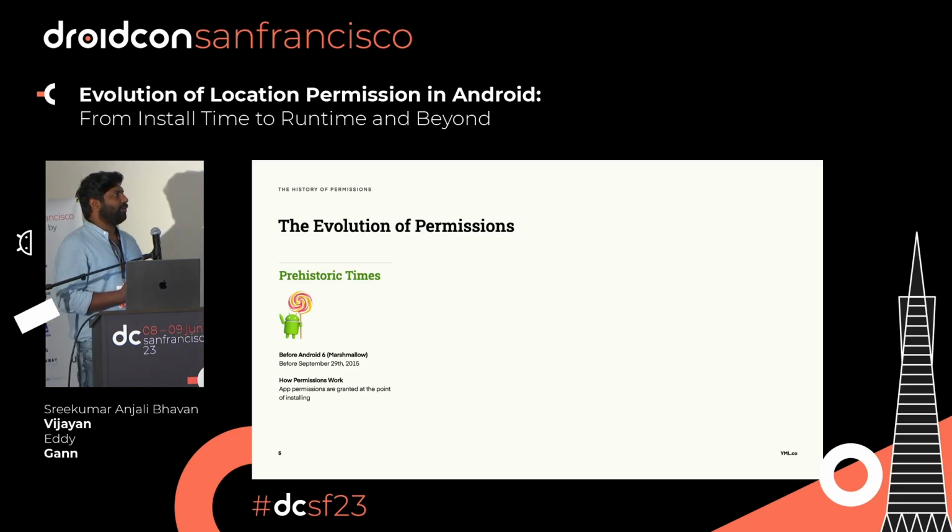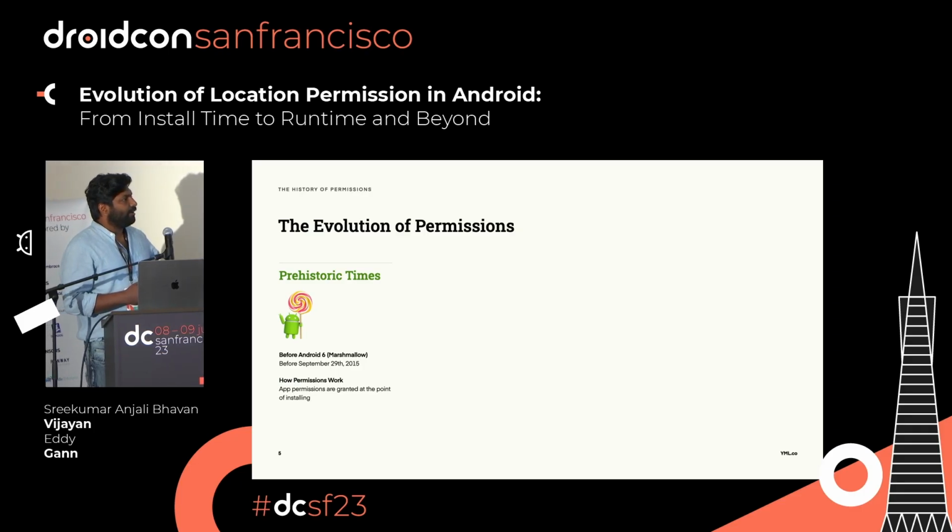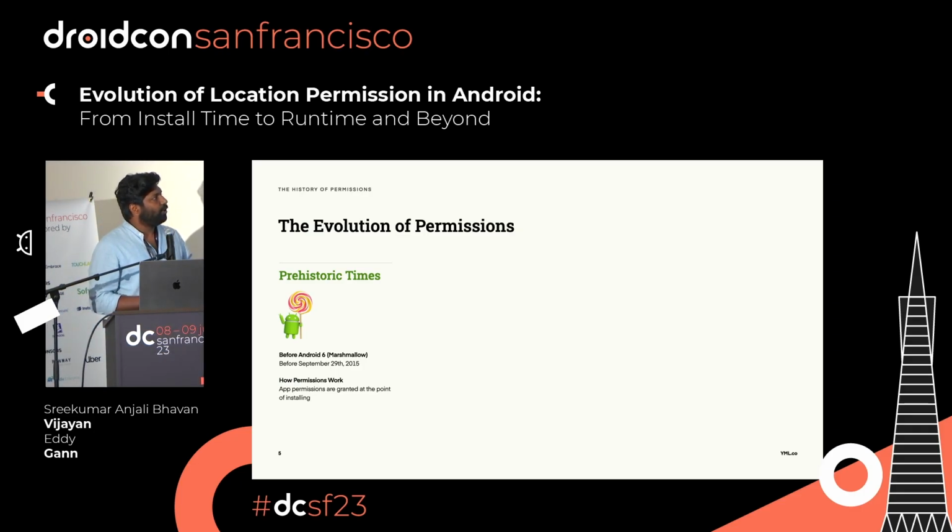The user doesn't know what permissions we are putting in the app. The developer has full control over it. When the user tries to install the app, it shows the list of permissions, then they accept those permissions, and the app is installed on their device.